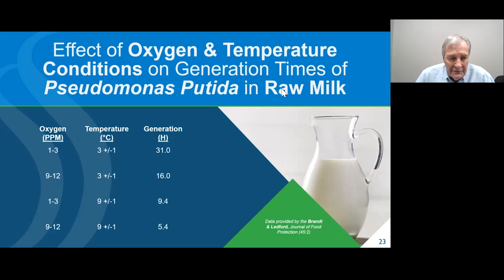On the other hand, if we have an oxygen level of 3 parts per million and a temperature of 3 degrees centigrade, the generation time is 31 hours, which means this particular milk product would last for a long, long time.